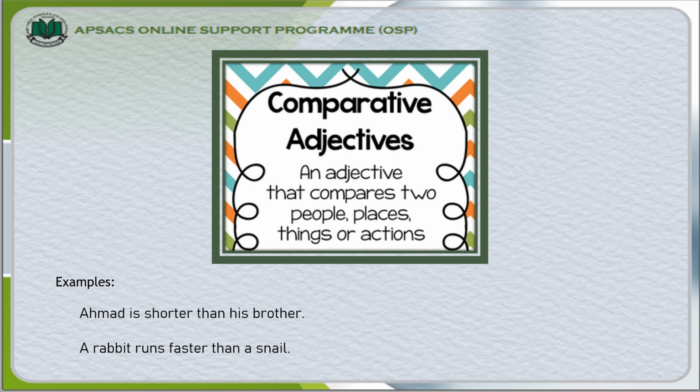In the same way, a rabbit runs faster than a snail. In this sentence, we are comparing rabbit to a snail. In both of the statements, our adjectives short and fast have become shorter and faster. This is the comparative degree of an adjective.